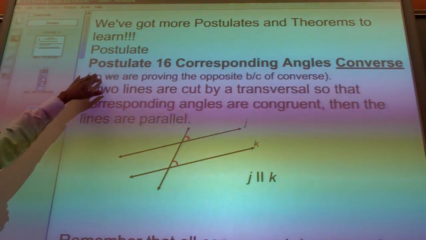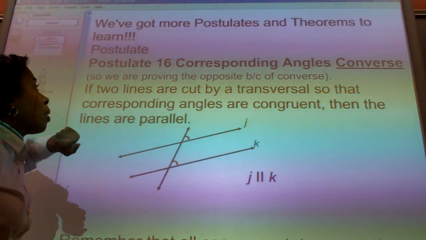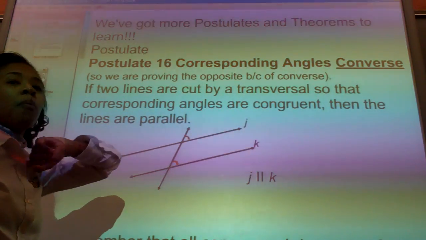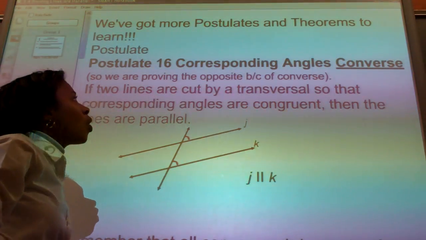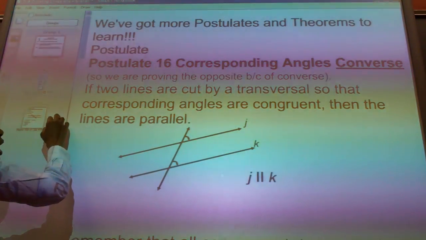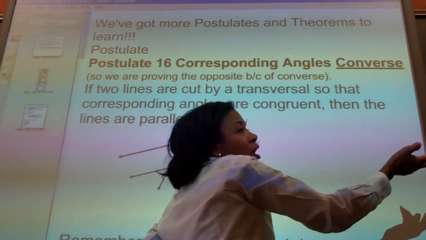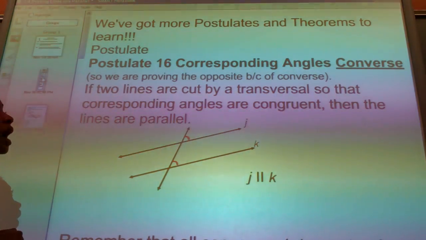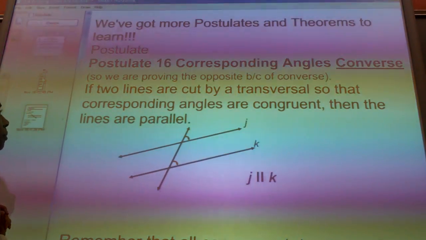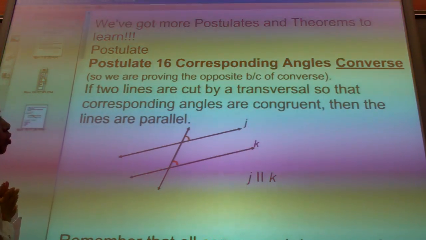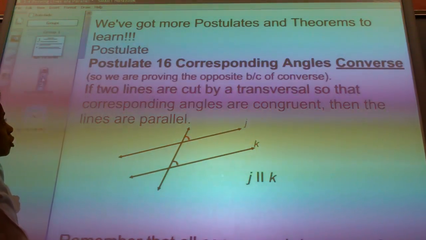We're going to start with postulate 16. And just a reminder, we don't want to fixate or focus on memorizing postulate numbers, but more importantly, remember postulate and theorem names. So, we have the corresponding angles converse, and we should remember what the word converse means. It's the opposite, when we switch the hypothesis and conclusion on if-then statements, on conditional statements. So, we're getting ready to do the opposite of the corresponding angles postulate.